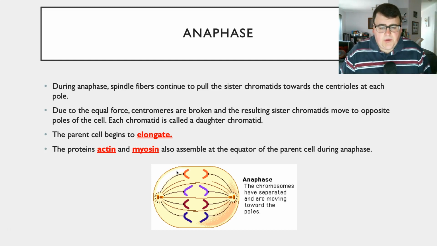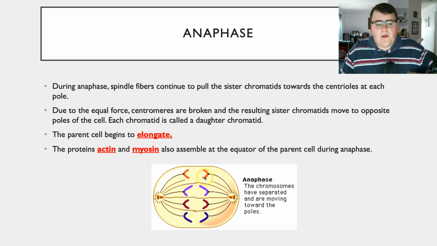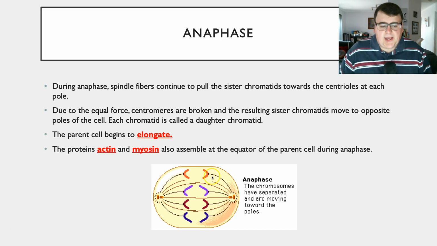So when we're continuing to apply force to them, what happens is the centromeres break, and the resulting sister chromatids, now separated, can actually move to opposite sides of the cell. So we're putting so much force on that those centromeres are breaking, sister chromatids being pulled to opposite sides of the cell. Once that occurs, the parent cell begins to elongate, and it's also important for a future stage that proteins, actin and myosin, start to assemble at the equator of the parent cell during this stage.